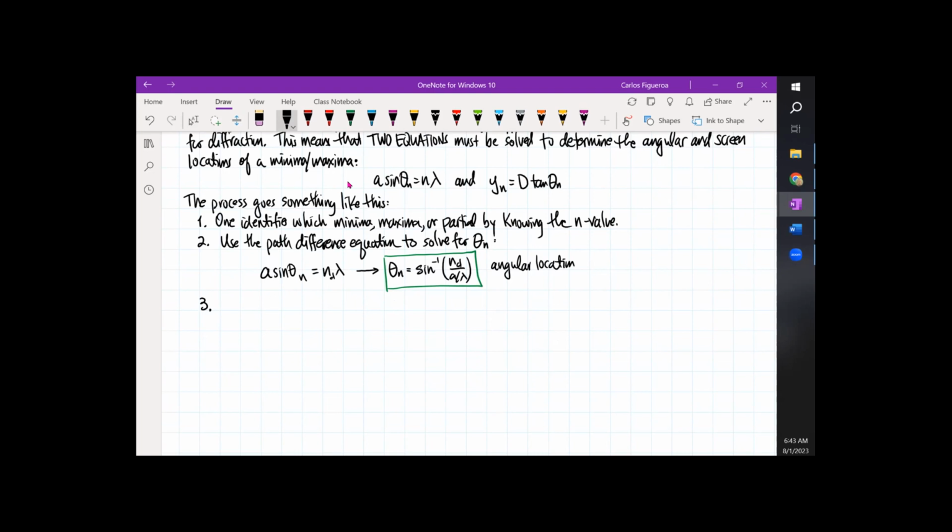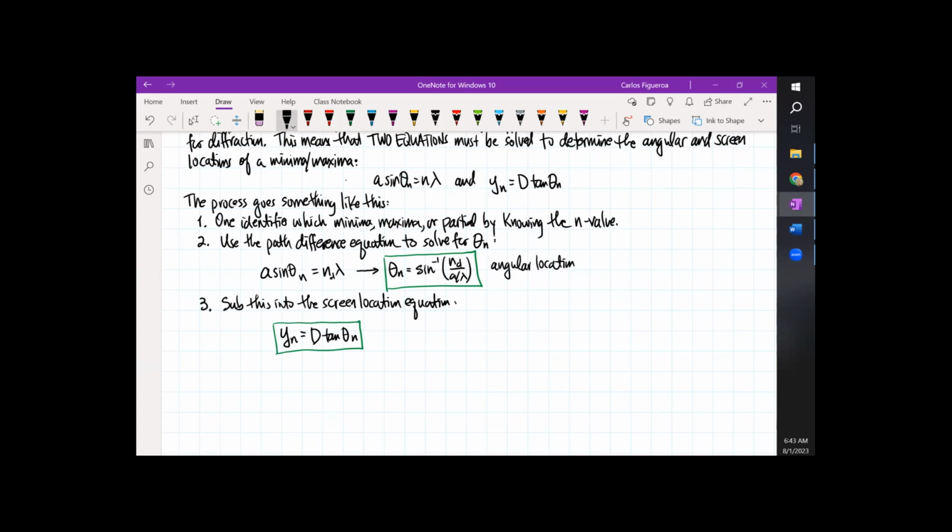3. Now what you want to do here is that you want to sub this into the screen location equation. In other words, you're going to take that angular location and now you have this. So those are the things here.